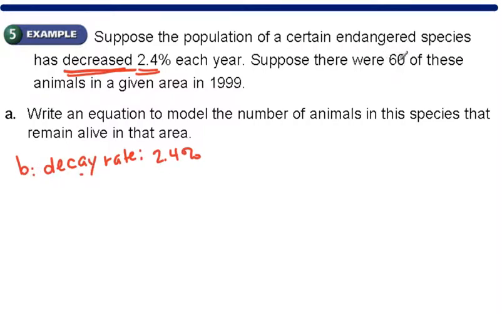Suppose there were 60 of these animals in a given area in 1999. So I'm beginning with 60 animals. And x is obviously going to be the number of years since 1999.